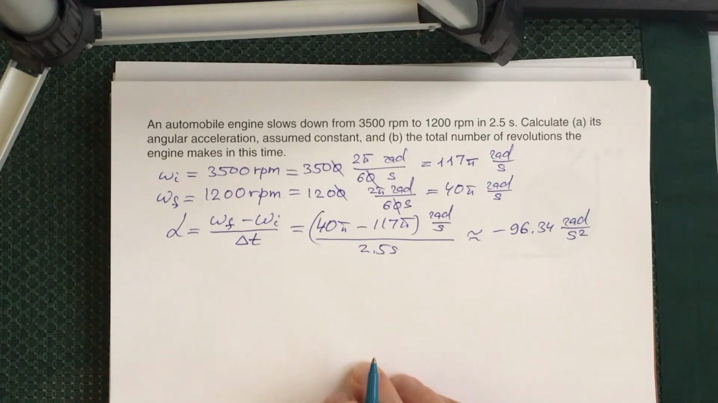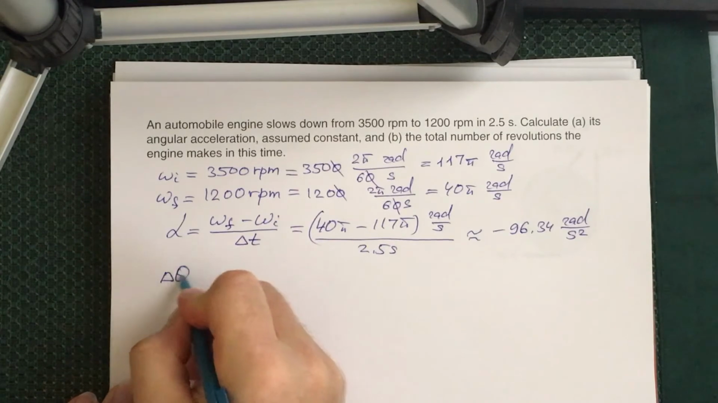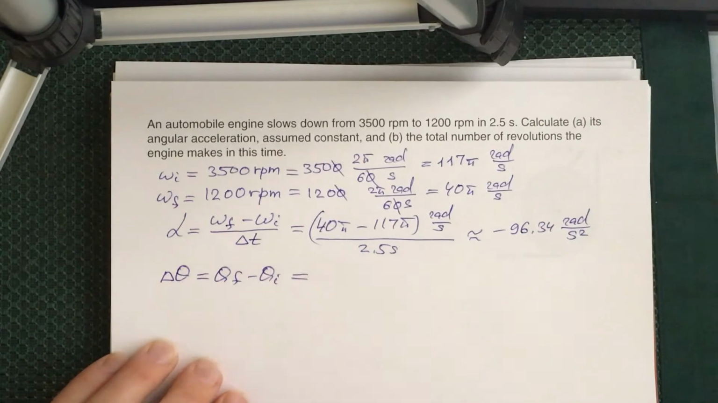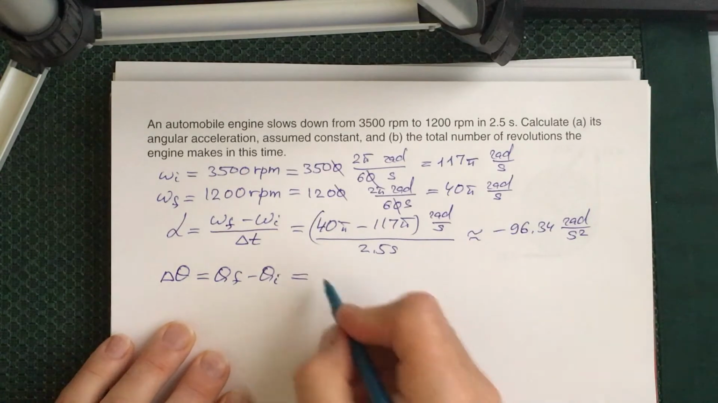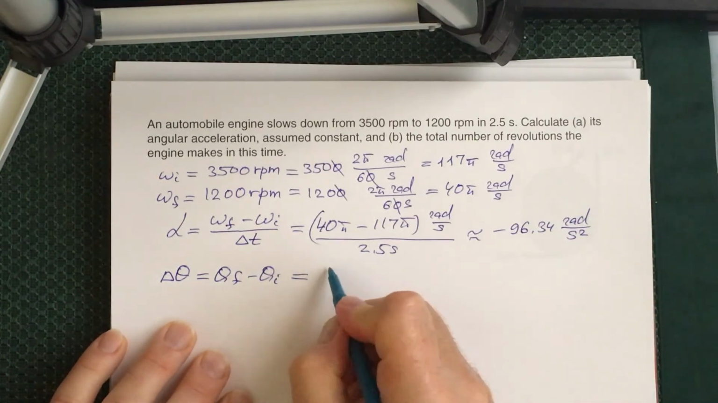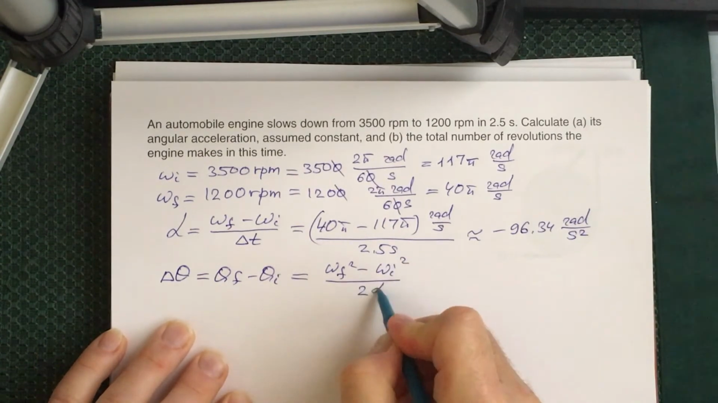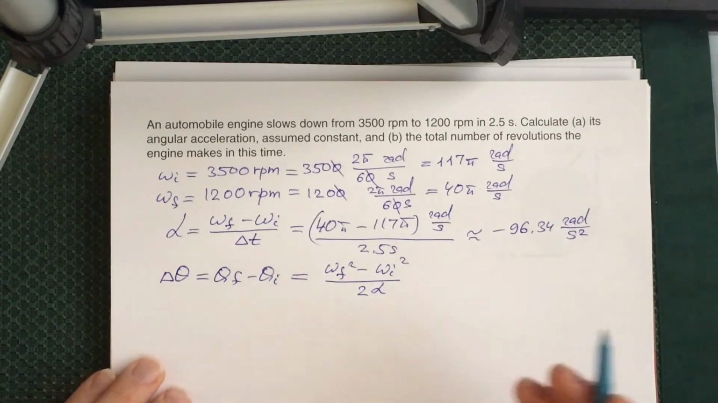Now the second part of the problem we have to solve. To find how many rotations, revolutions, the engine did for these 2.5 seconds, we first have to calculate through how big an angle, delta theta, the engine will rotate. Delta theta is theta final minus theta initial. You can use a different way to calculate. For example, you can use the formula omega final squared minus omega initial squared divided by 2 alpha. You have both omegas, you have alpha, so not a big deal to calculate your delta theta.